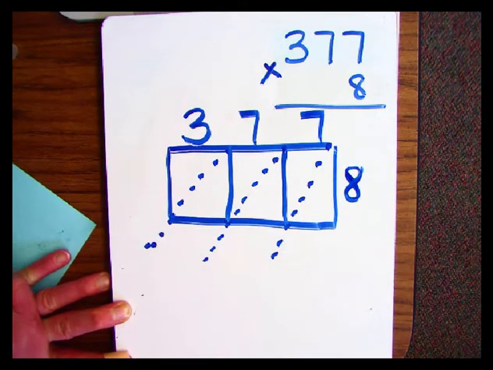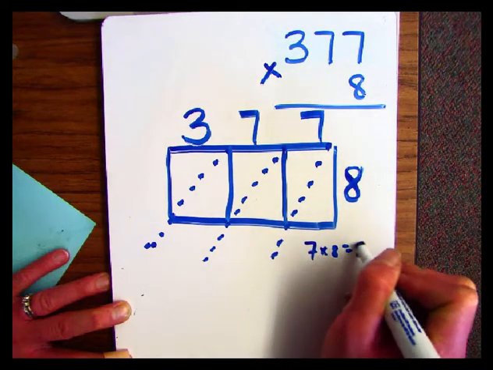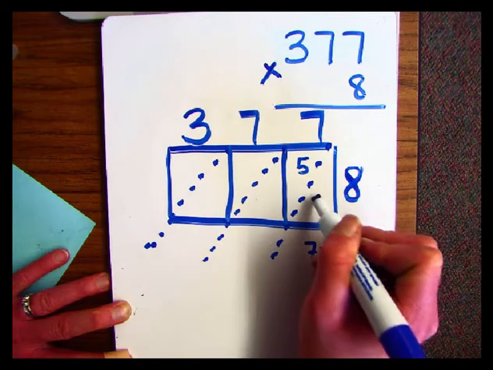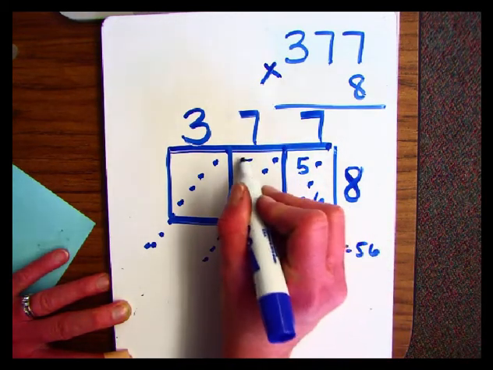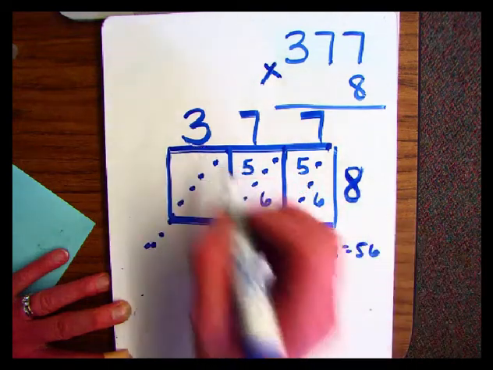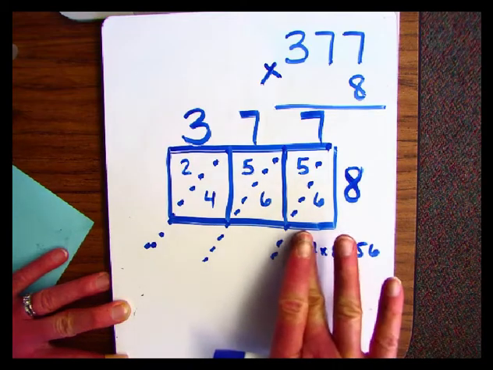Now we have to do our factors. 7 times 8 is equal to 56. Same thing again, 7 times 8 is 56. 3 times 8 is 24. What comes next?